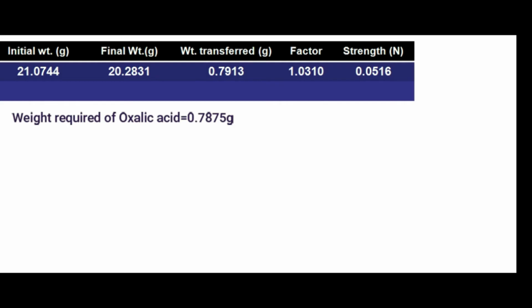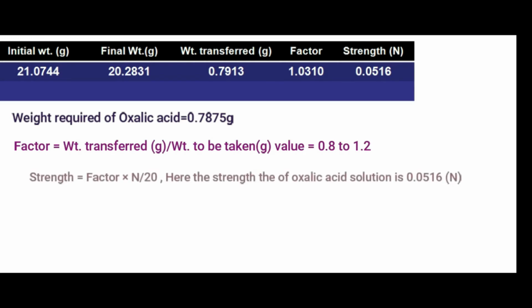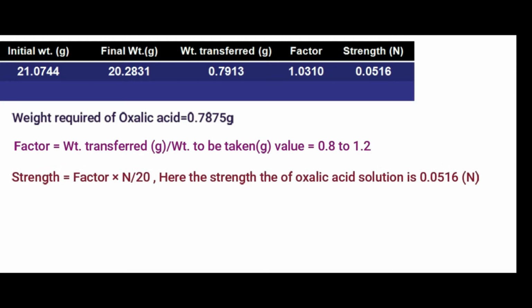And all these data are noted in tabular form, and the factor as well as the strength of oxalic acid can be calculated using the following equations. The factor is equal to the weight transferred in gram divided by the weight to be taken in gram. The strength of the oxalic acid can be calculated by multiplying the factor by N/20.